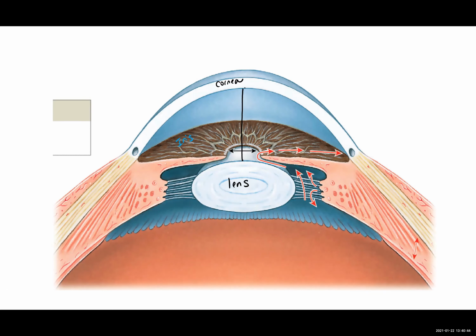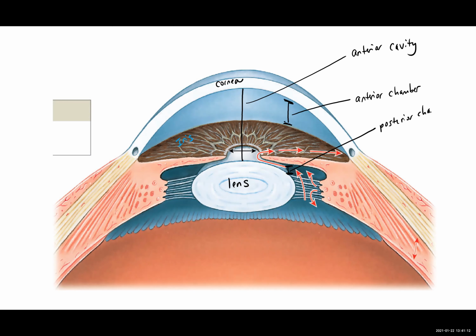from the lens to the cornea, we would talk about all of that as the anterior cavity, but we can actually say from the cornea to the iris, we're going to call that the anterior chamber. And then we can say from the lens to the iris, so in this area here, we can call that the posterior chamber. So the anterior cavity is composed of both the anterior chamber and the posterior chamber.